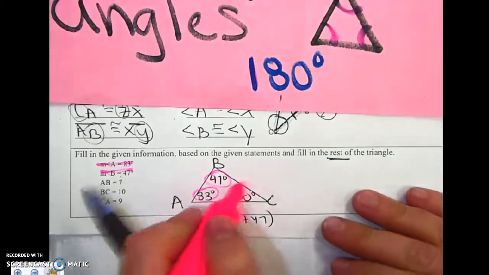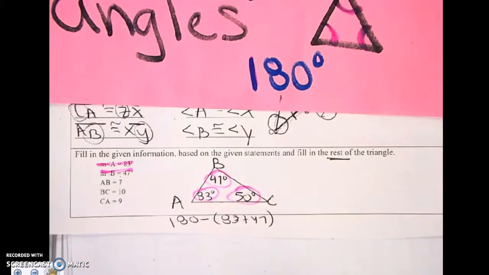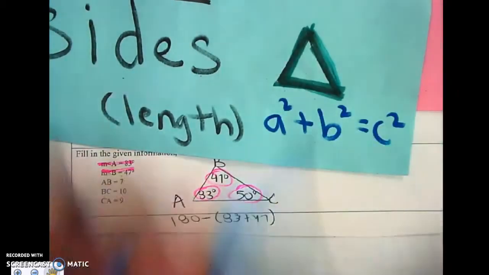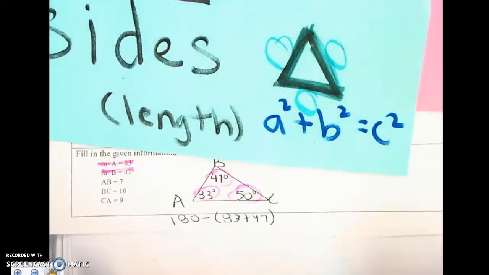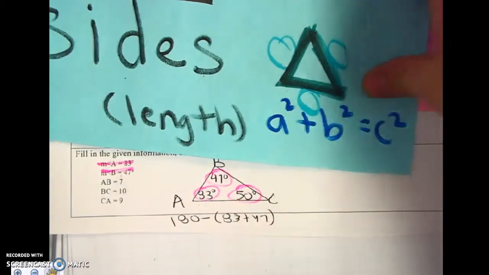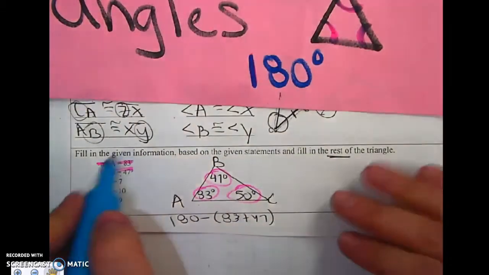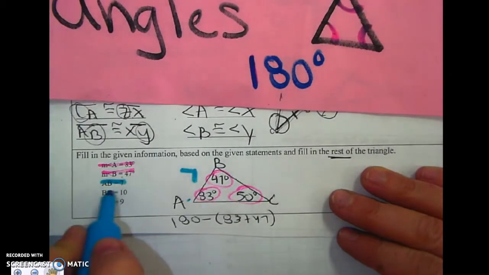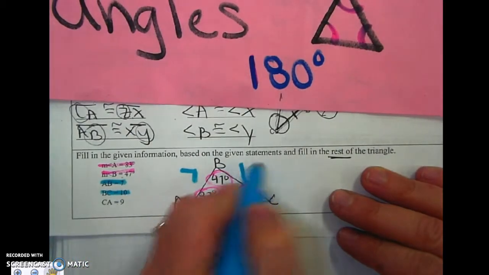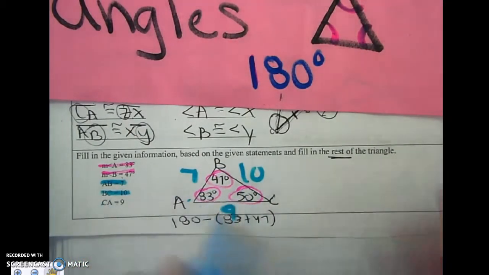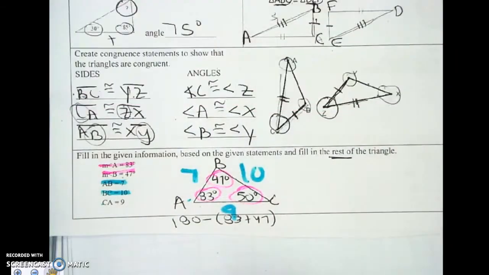Angles, angles, angles. Okay? Then I'm going to do the sides. Let me find the sides. The sides are what is on the outside. So that means I know AB is 7, BC is 10, CA is 9. Done. Let's go to the next page.